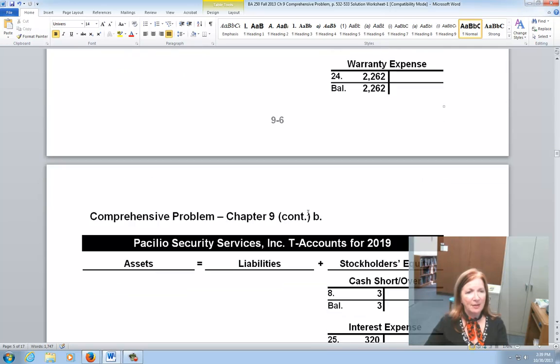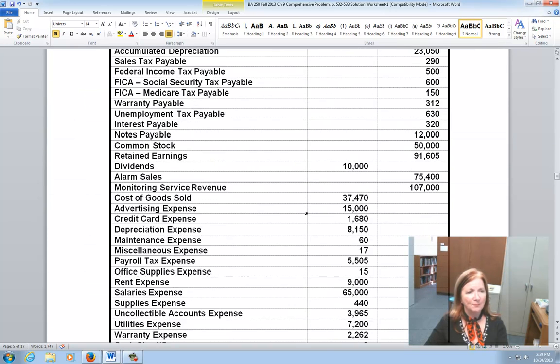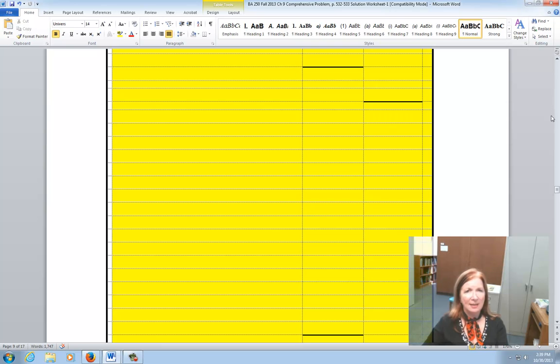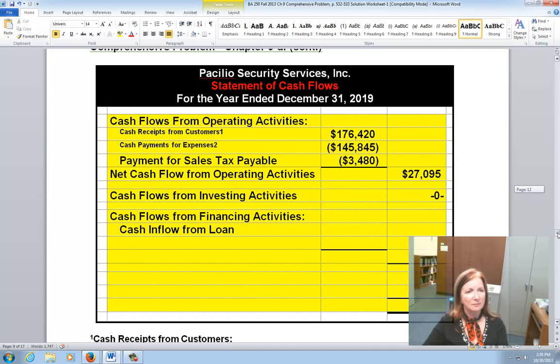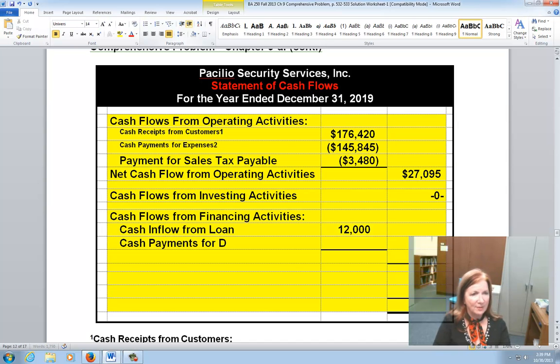So I'm going to come down here and put down $12,000 inflow from cash activities, and that's going to be 12,123. And then I'm going to have cash, I'm going to indent, cash payments for dividends.